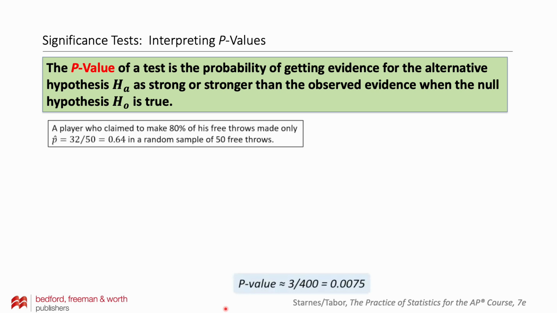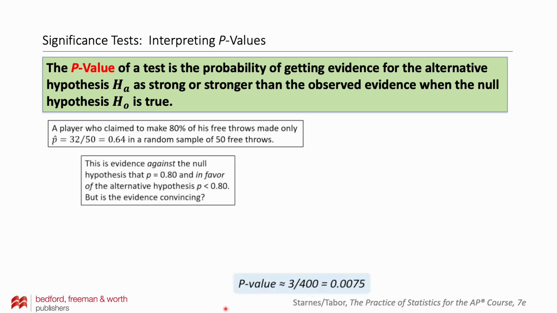A player who claimed to make 80% of his free throws made only p-hat, 32 out of 50, which is 0.64, in a random sample of 50 free throws. Now, do we have convincing evidence that he is or isn't an 80% shooter? So if we notice, 0.64 is less than 0.80. So we do have some convincing evidence, but we need to use the p-value to fully see if there is or if there's not convincing evidence.